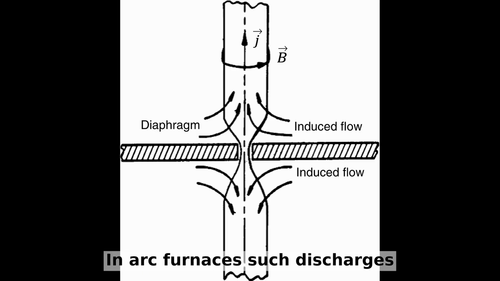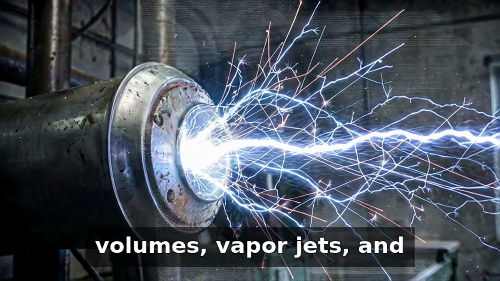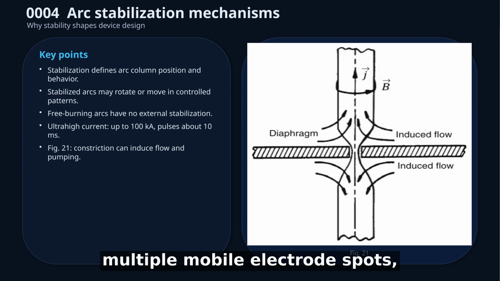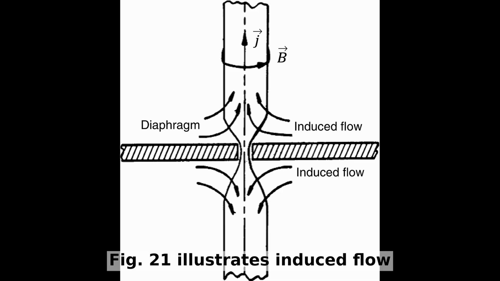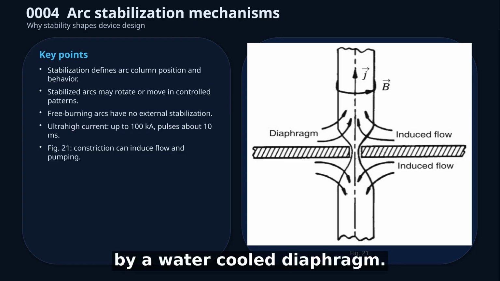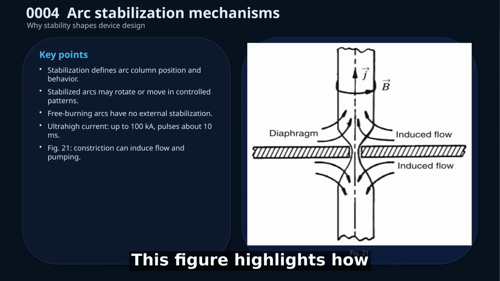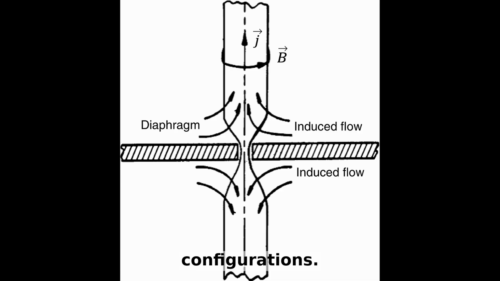In arc furnaces, such discharges can show turbulent plasma volumes, vapor jets, and multiple mobile electrode spots, so no single stabilization mechanism dominates. Figure 21 illustrates induced flow resulting from arc constriction, including constriction produced by a water-cooled diaphragm. This figure highlights how magnetic self-interaction can drive pumping and contribute to stabilization in specific configurations.